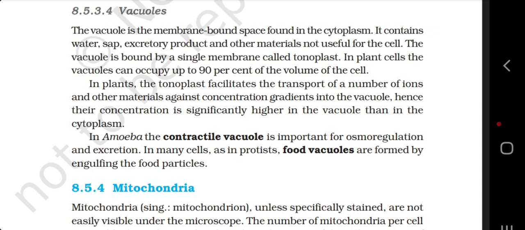In amoeba, the contractile vacuole is important for osmoregulation and excretion. In many cells, as in protists, food vacuoles are formed by the engulfing of food particles.